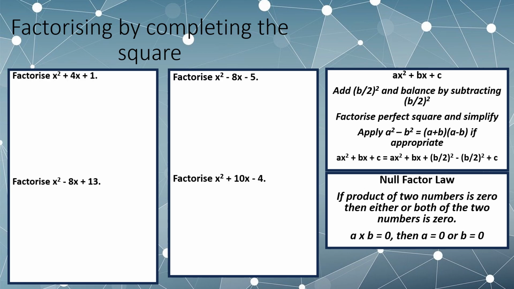So in our first example, we've been asked to factorize x squared plus 4x plus 1. So given that we're going to be completing the square here, we know that b is equal to 4. Therefore, b over 2 squared is going to be equal to 4, because 4 divided by 2 is 2, and 2 squared is equal to 4.